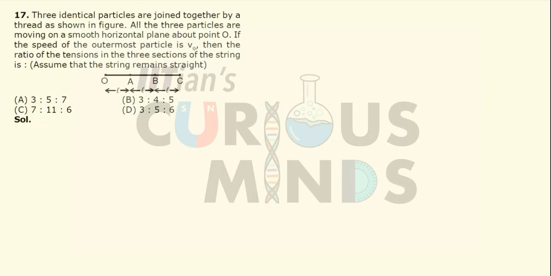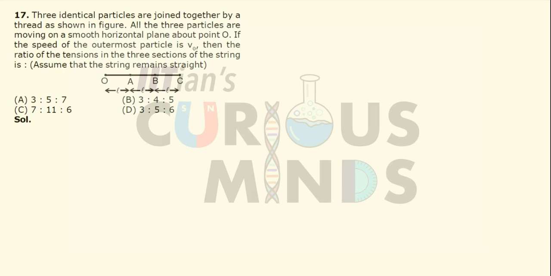Three particles are joined together by a thread as shown in the figure. All three particles are moving along a smooth horizontal plane about a center point O. If the speed of the outermost particle is V0, then the ratio of the tension in the three sections of the thread will be equal to.